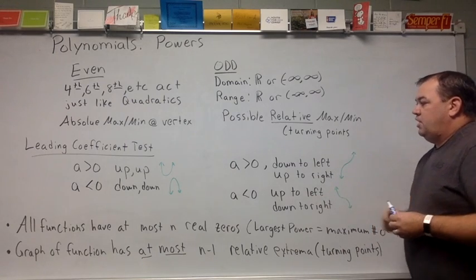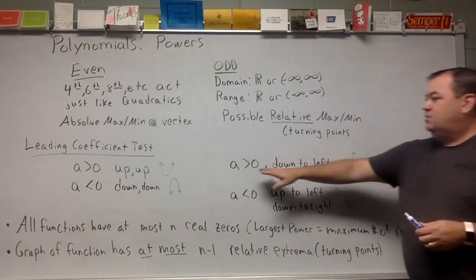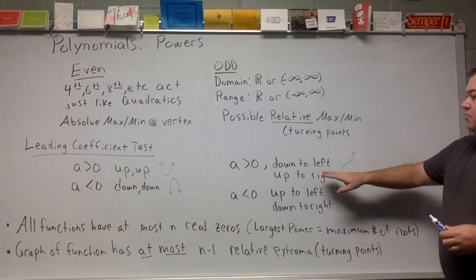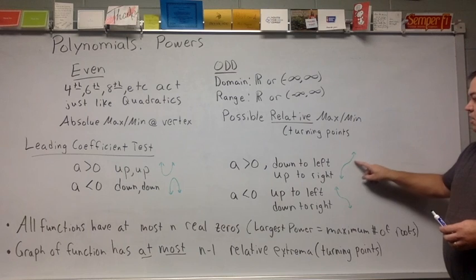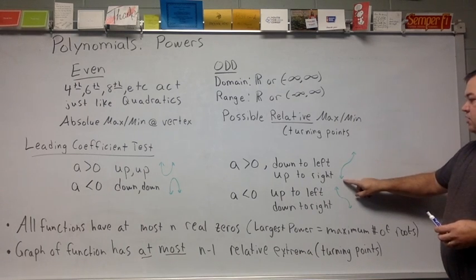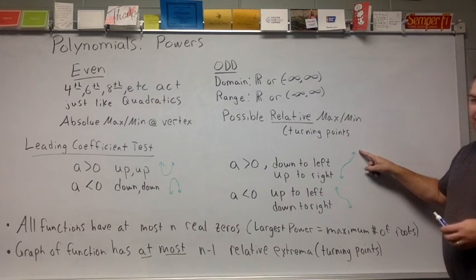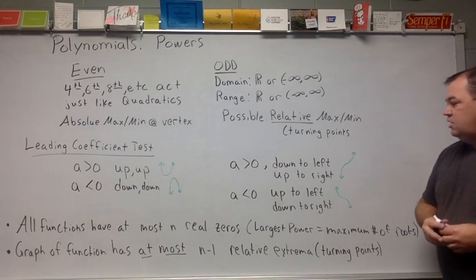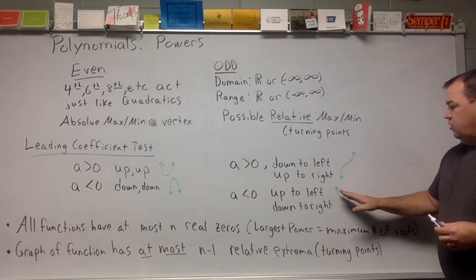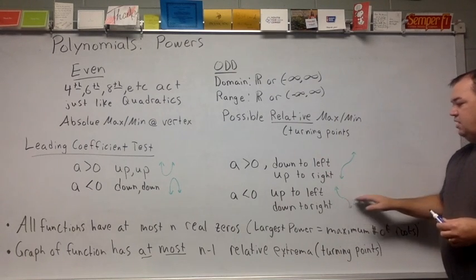If I move over here to the odd powers, when a is positive, odd powers are down on the left and up on the right. So something like this green here, down on the left, but going up on the right. If that leading coefficient would be negative, it's the other way around. It's going up on the left and down on the right.